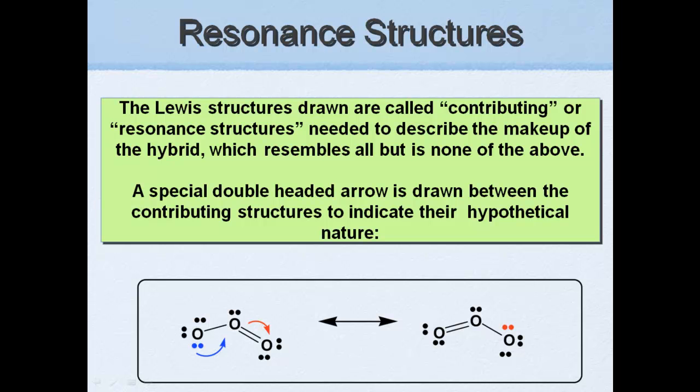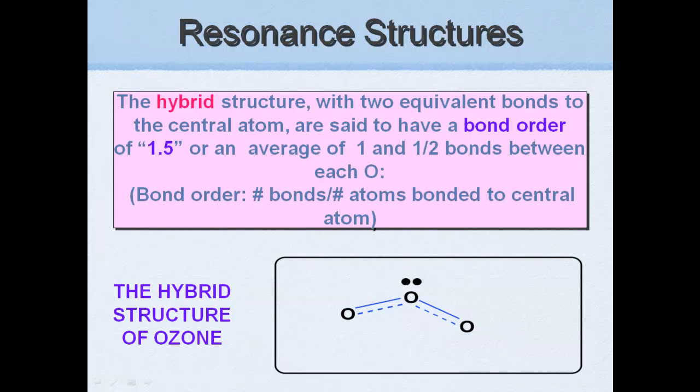A special double-headed arrow is drawn between the contributing structures to indicate their hypothetical nature. So we're going to use a double-headed arrow here to show that some of the structure is based on this Lewis structure and some of the structure is based on this structure. The hybrid structure with 2 equivalent bonds to the central atom is said to have a bond order of 1.5, or an average of 1.5 bonds between each oxygen. To find the bond order, you take the number of bonds divided by the number of atoms bonded to the central atom.